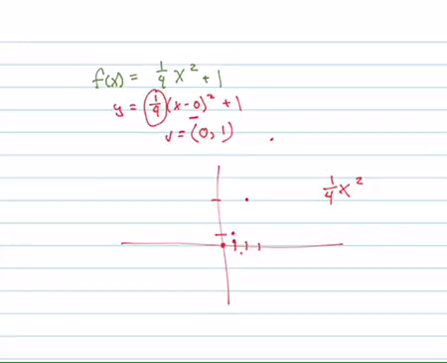Let me do a different color. Over 1, up 1/4. Over 2, up 1/4 of 4, which would be 1. Over 3, up 1/4 of 3 squared, which is 9. 1/4 of that is 2 and a little bit more than 2. Okay. So what it's doing is it's squashing it down.